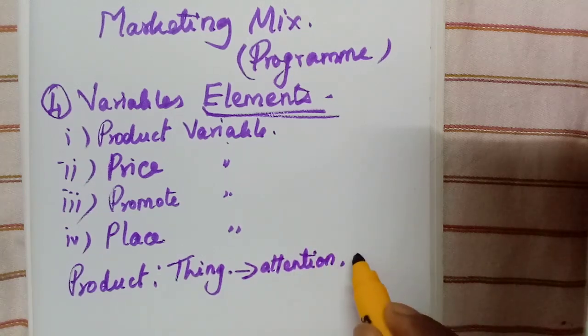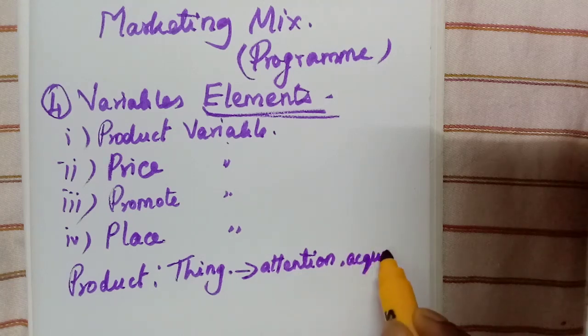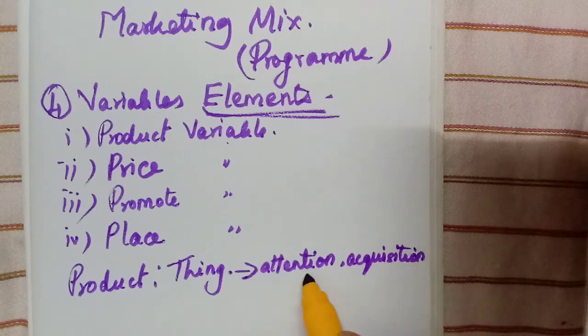Then acquisition is carried out. Acquisition means purchasing. When attention is given, then acquisition is done, then consumption takes place. When they are ready to consume, only then they will purchase those commodities. Okay, so first all these are given for a product.